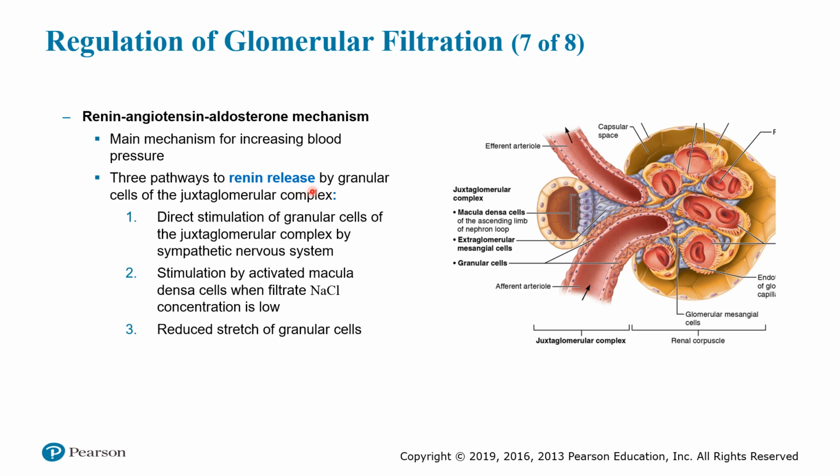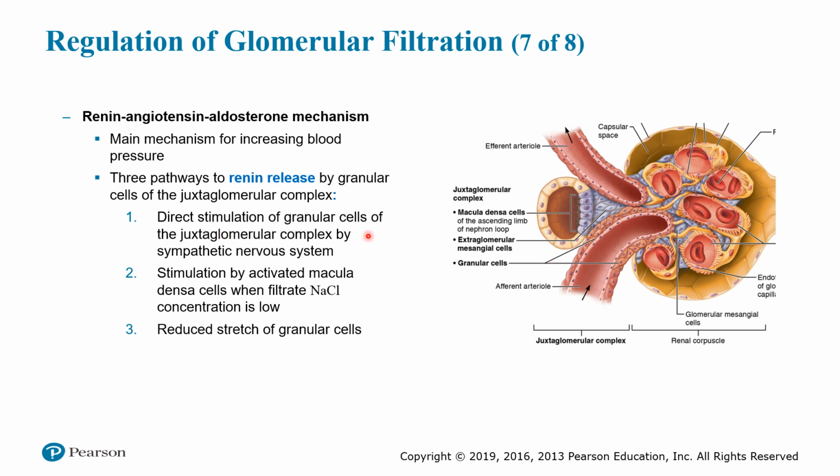It releases renin. Renin is released by 3 pathways. Okay. So what is the first pathway? The first pathway is the direct stimulation of the granular cells. First of all, the granular cells are going to release the renin. These are the granular cells, right? They are the cells of the afferent arteriole, and they contain granules. Those granules contain renin. All right. So these are the cells which release the renin.